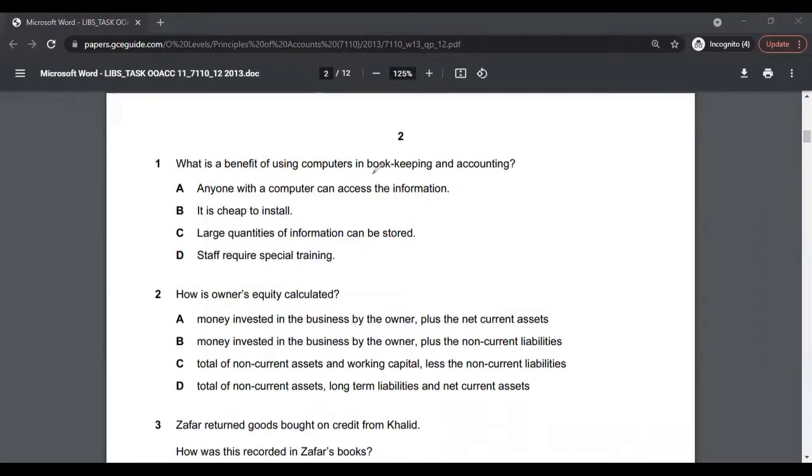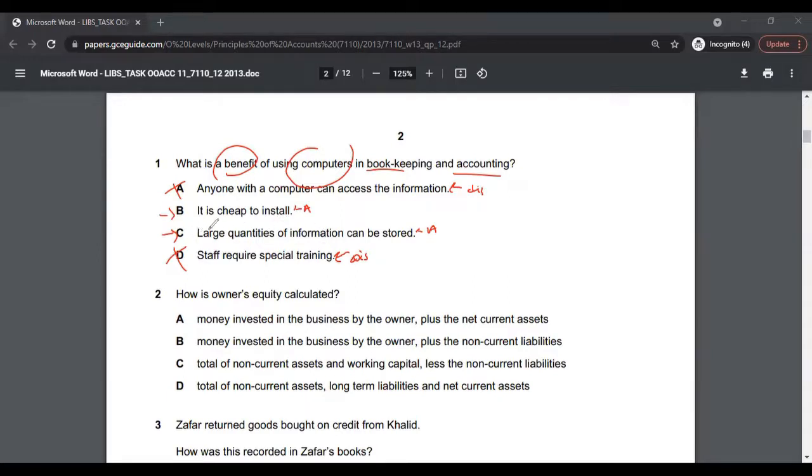What is the benefit of using computers in bookkeeping and accounting? So how computers are beneficial in doing bookkeeping and accounting. Anyone with a computer can access the information, so that's a disadvantage. It is cheap to install, that's an advantage. Large quantities of information can be stored, that's an advantage. Staff requires special training, that's a disadvantage. We are only concerned about benefits. So option A and D are clearly not the answer. Now it's either B or C. It is cheap to install or large quantities of information can be stored.